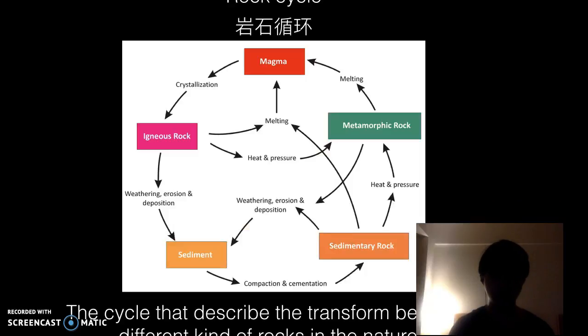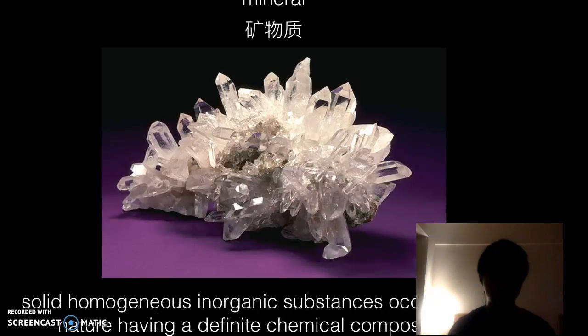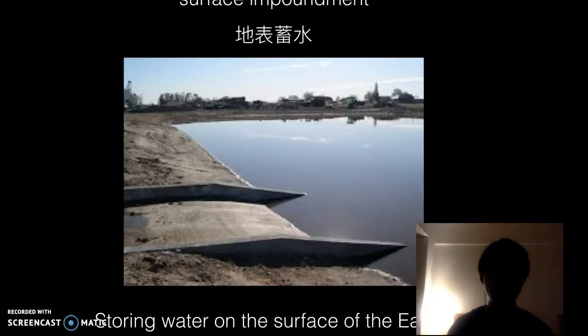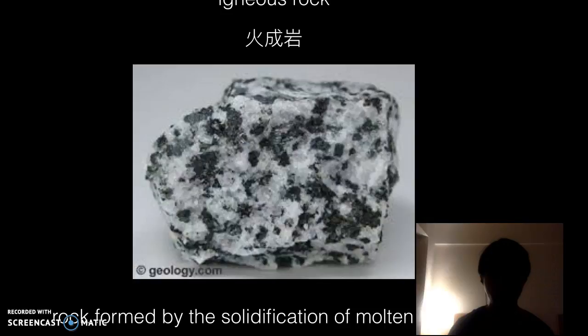And the rock cycle is the cycle that describes the transformation between different kinds of rocks in nature. And mineral, 矿物质, is a solid, homogeneous, inorganic substance occurring in nature having a definite chemical composition, mostly crystallized rocks. And surface impoundment is storing water on the surface of the earth.